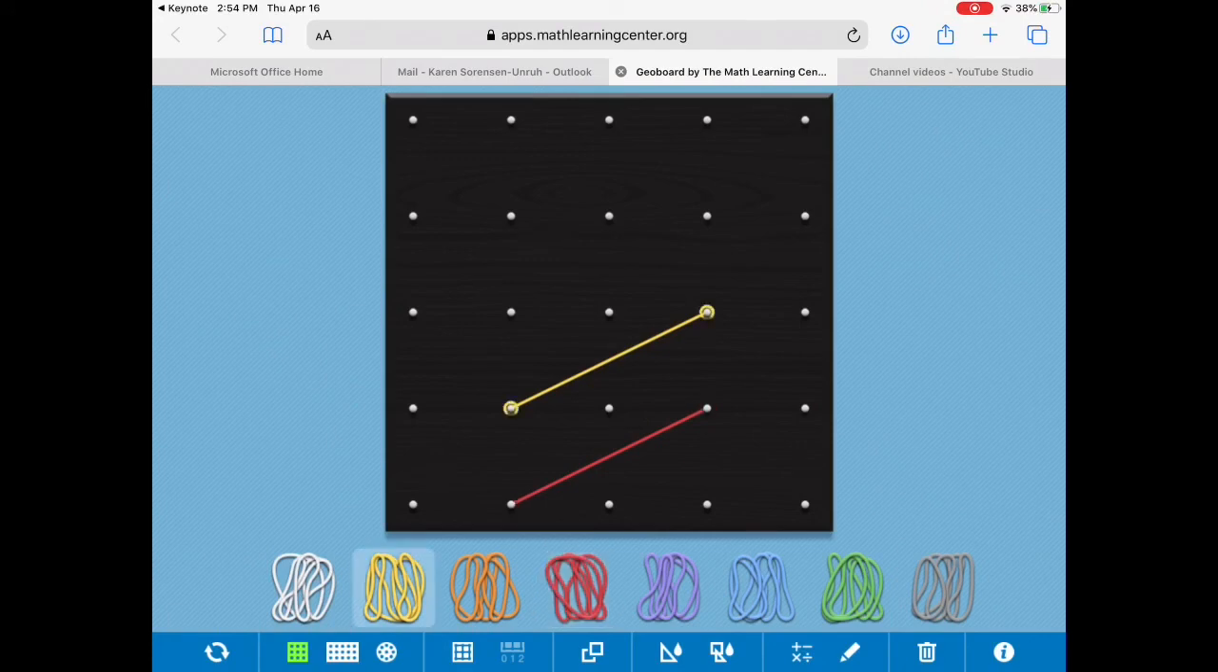I could have taken this one and stepped one to the left. Then this top end point, step one to the left, and I end up right there. And so I will create parallel line segments in this way. I could have stepped two up, and there's another parallel line segment.